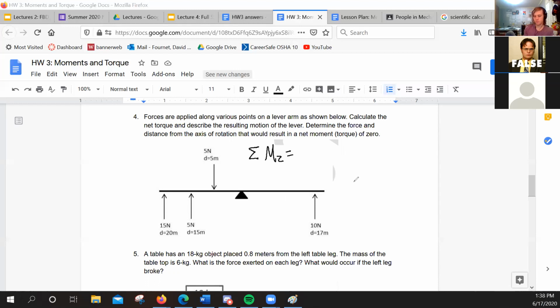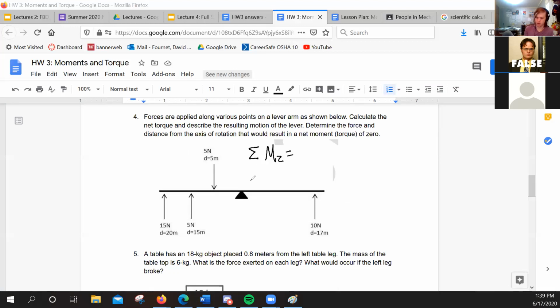Okay, hold on, I'm just trying to finish up writing this out. Yeah, totally. So we need to, so should we start on the left side rather than the right side?